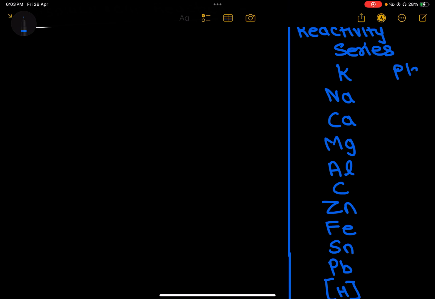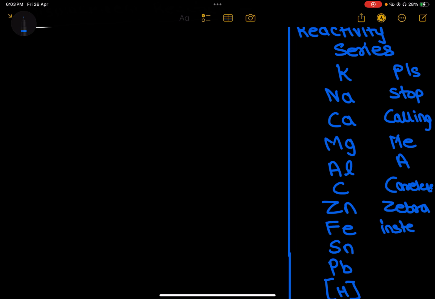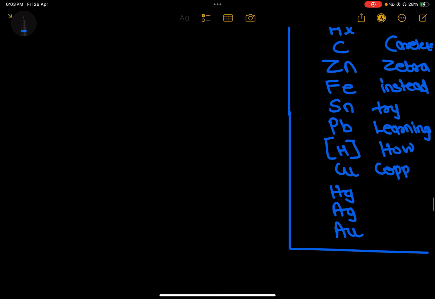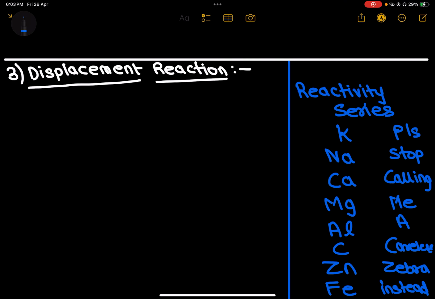So please stop calling me a careless zebra. Instead, try learning how copper and mercury, so and is missing, save world. Okay? So this is the reactivity series and this is how you can remember it.